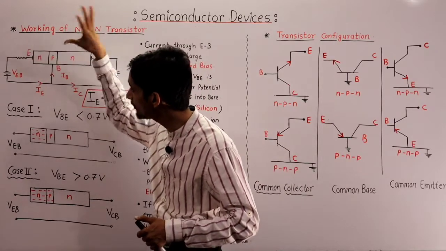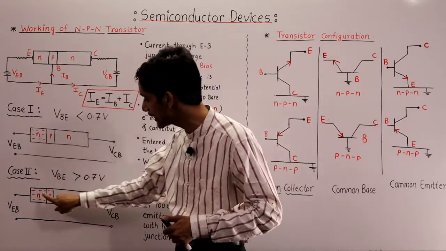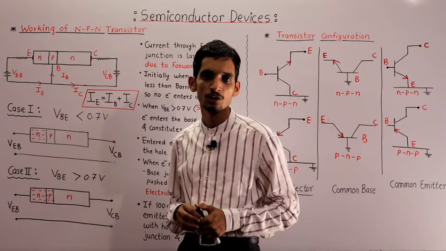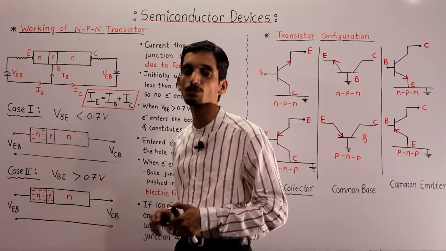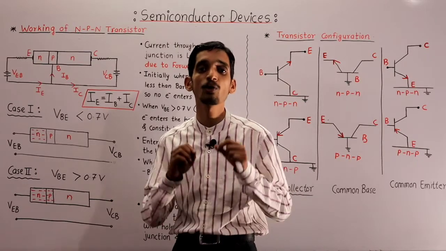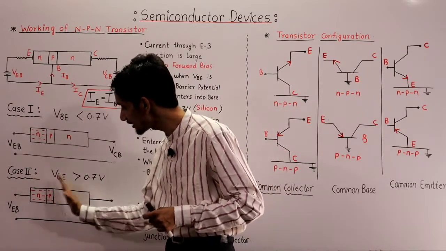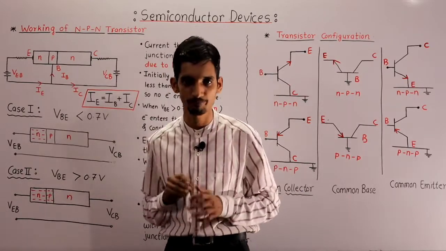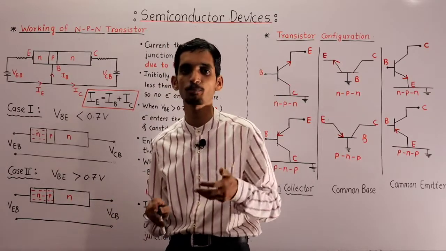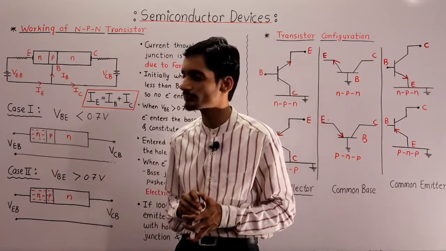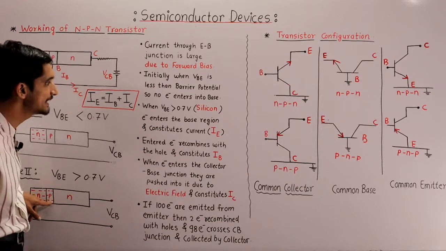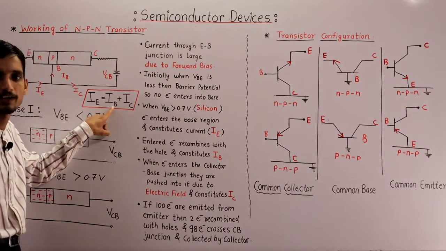Definitely, if this emitter to base junction is forward biased, the electrons cross this junction and enter into the base region. When the electron enters into the base region, what happens? There is a process called recombination. Electrons enter into the base region by the process of diffusion, and after entering the base, they face recombination. It means that electron recombines with the base and it constitutes a current called base current.